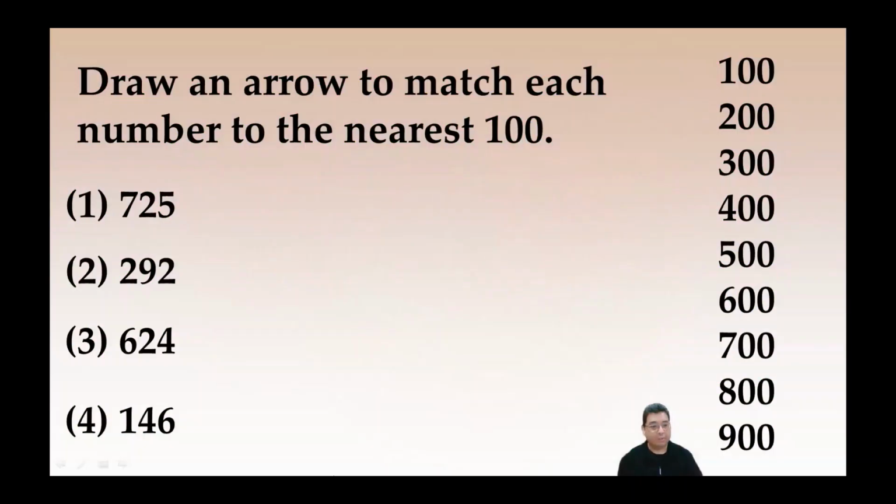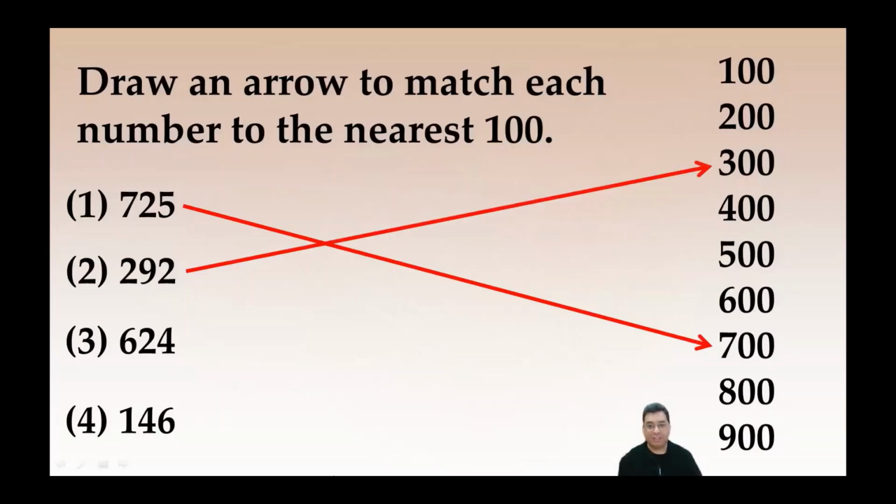So for this activity, we're going to draw an arrow to match each number to the nearest 100. So looking at number 1 here, what does 725 round to? That's right, it rounds to 700. What about number 2? What does 292 round to? That is correct. It rounds to 300.